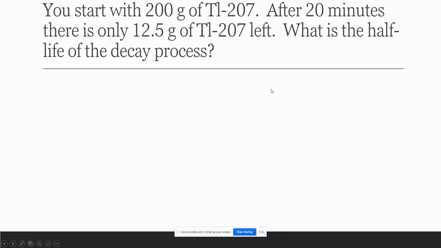Let's try one more. Here, we're starting with 200 grams of thallium. After 20 minutes, we have 12.5 grams left. They want to know what the half-life is. So we're going to start out with our starting amount, and we're going to keep dividing it down until we get to this amount. So I'm going to start at 200 grams. If I divide that in half, that's 100 grams. If I divide that in half again, that's 50 grams. If I divide that in half again, that's 25 grams. And if I divide that in half again, now I'm at 12.5 grams, which is where we needed to be.